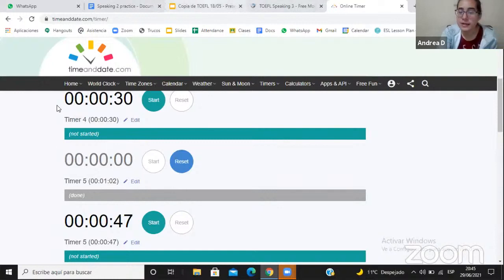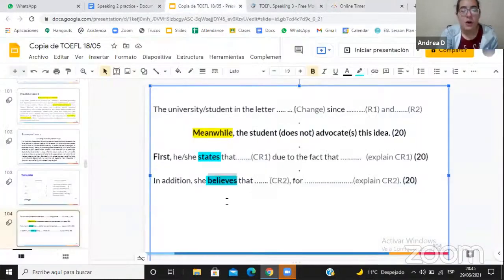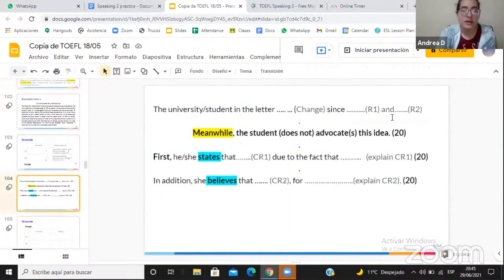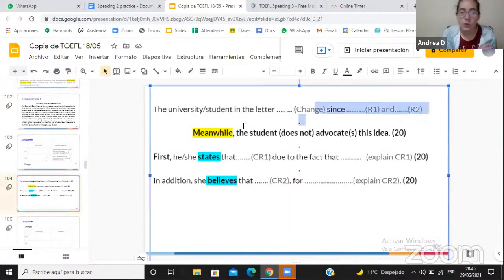Remember, don't use the transitions here, like first, second, or they also want. So just say the university wants to play classical music in the cafeterias since they want students to connect and relax. That's it. And then you move on. So just that. Everything else, I think that was perfect, a perfect response, and we're starting good.